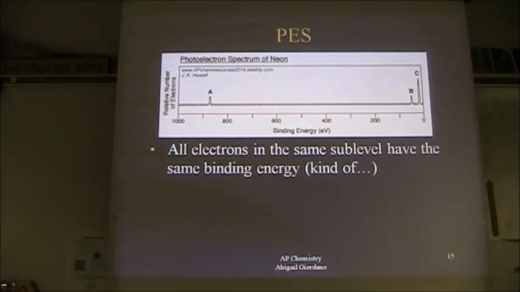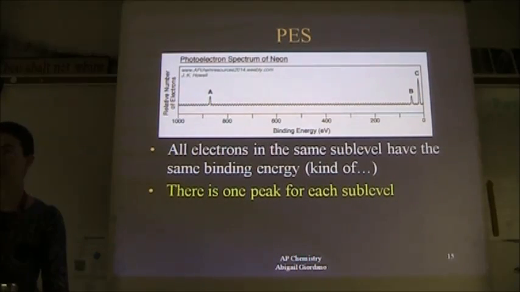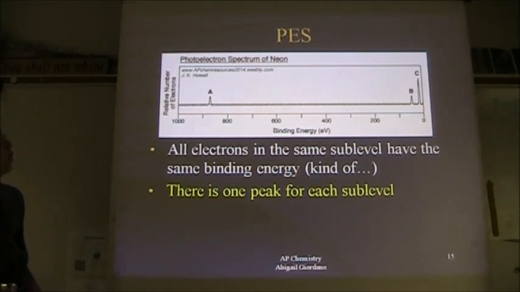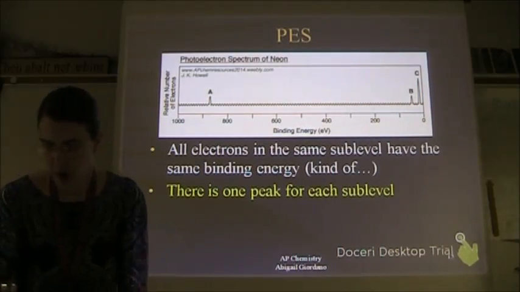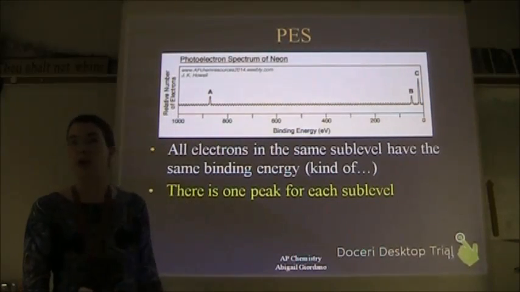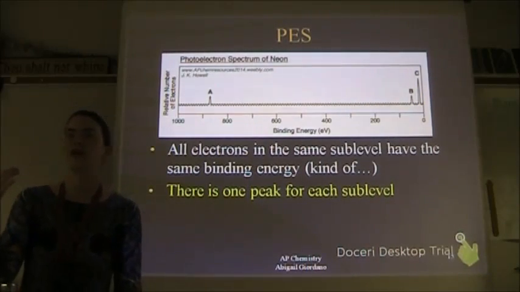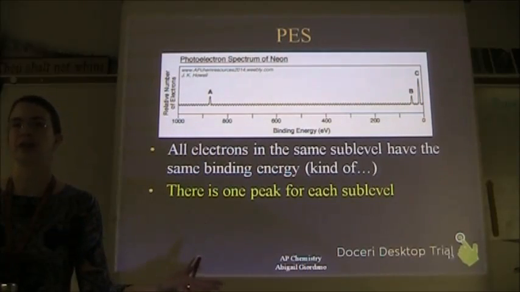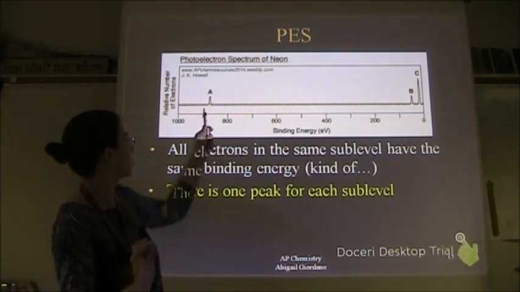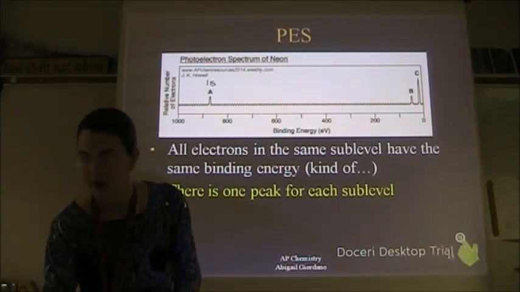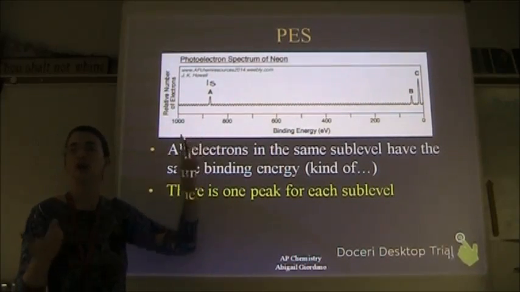Each peak, ladies and gentlemen, represents one sublevel. So, for example, on this graph, this first peak right here, when we write electron configurations, what's the very first thing we always write? How does any electron configuration start? 1s2. So this peak right here, that is the 1s sublevel. And how many electrons would be in there? 2.